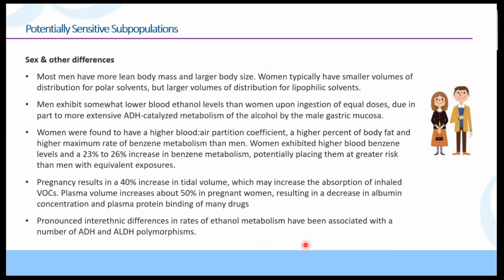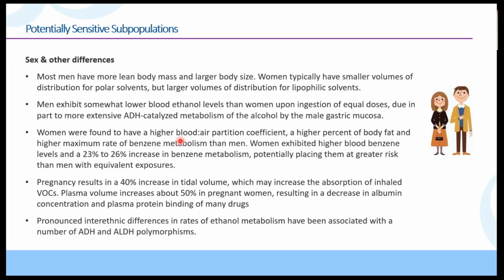Then moving on to sex and other differences. As you know, most men normally have more lean body mass and larger body sizes. Women typically have a smaller volume of distribution for polar solvents, but a larger volume of distribution for lipophilic solvents because of the higher fat content in the body. Men exhibit somewhat lower blood ethanol levels than women upon ingestion of equal doses, due in part to more extensive ADH-catalyzed metabolism of the alcohol by the male gastric mucosa.